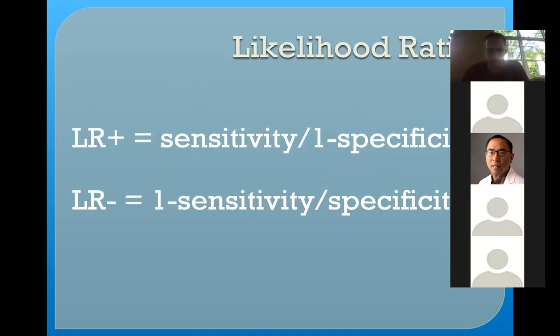So likelihood ratios. These are the formulas for them. You don't have to memorize them, but they're good to know. Positive likelihood ratio is the probability of having a positive test if you have the disease divided by the probability of having a positive test if you don't have the disease. Negative likelihood ratio, on the other hand, is the probability of having a negative test if you have the disease divided by the probability of having a negative test if you don't have the disease. But more importantly, let's talk about how they're used in application, because that's what we really care about.